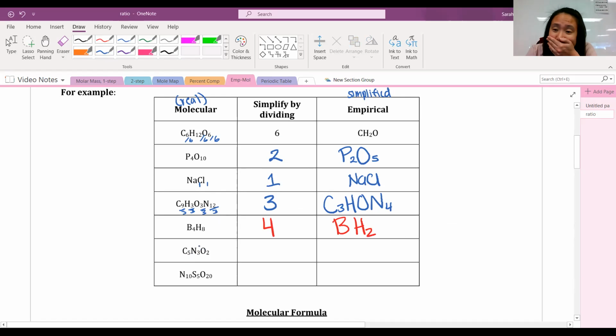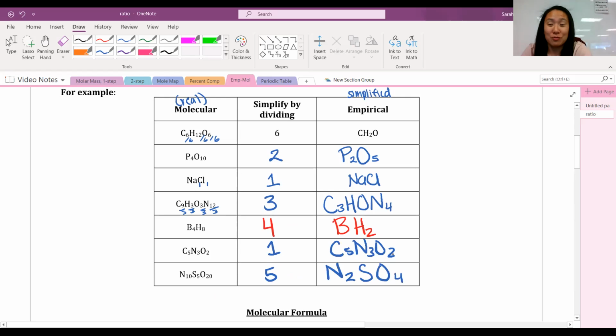So you think, each number, can I simplify this? And the answer is no, right? It's already simplified. So then this would just be the same empirical formula. Here you have a 10, 5, and 20. And you're like, I can divide all of these by 5. So nitrogen, 10 divided by 5 is 2. You have a single S. 20 divided by 5 is 4. So that would be our empirical formula.